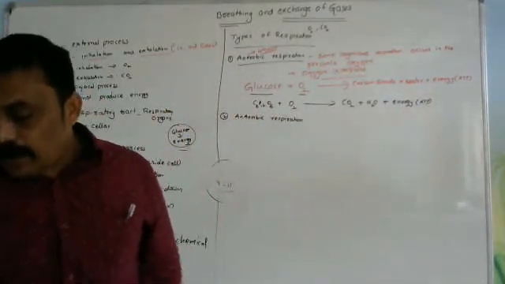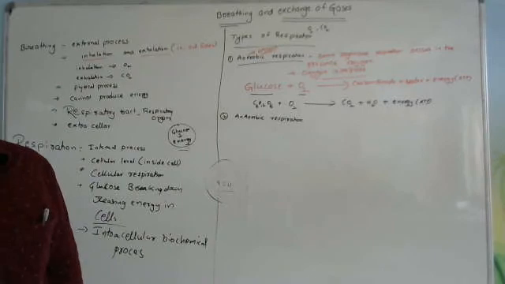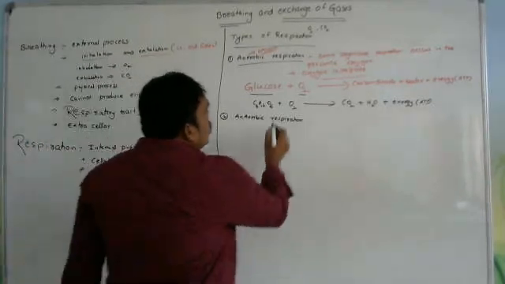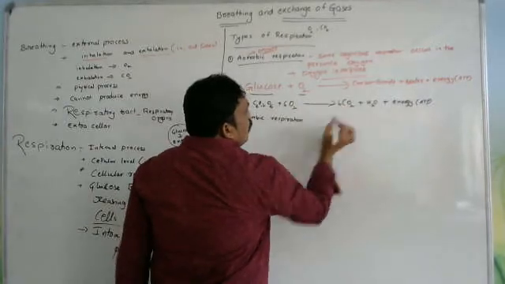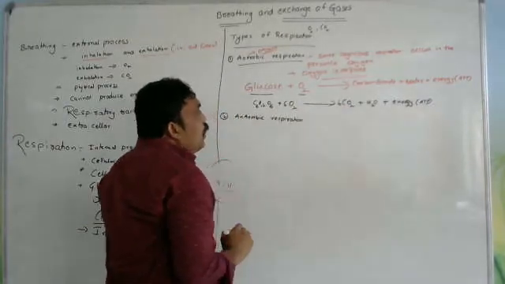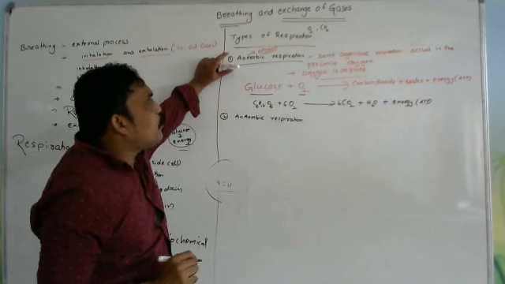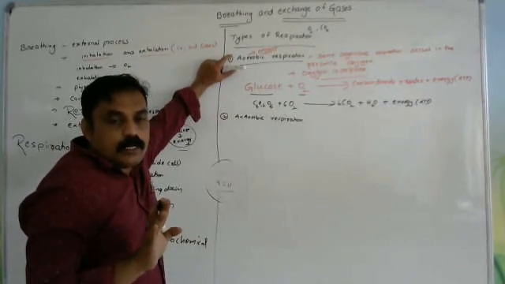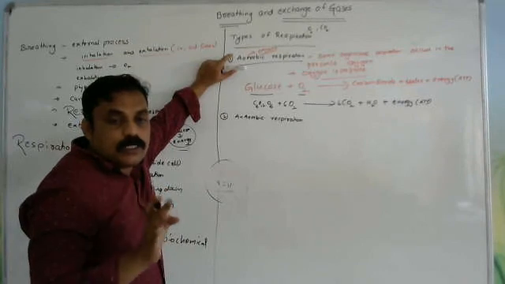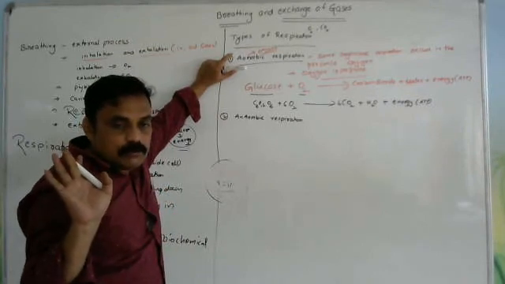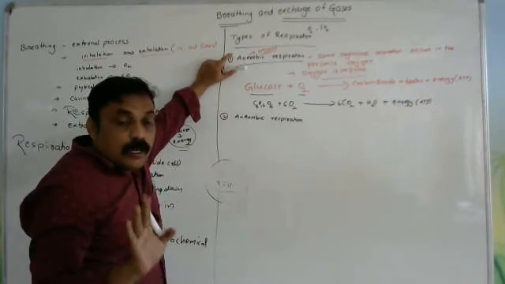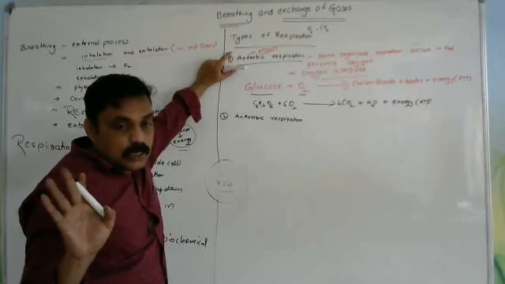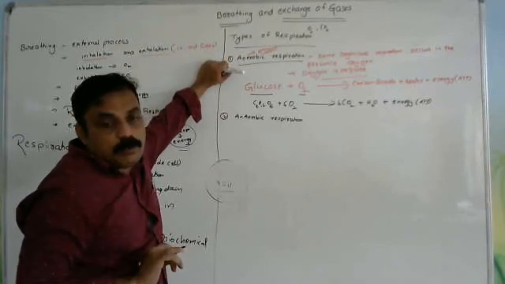So the glucose molecule is broken down and releases energy. The 6 is for balancing. This is what we call aerobic respiration. You have to remember that aerobic respiration means some organisms require oxygen to produce energy.